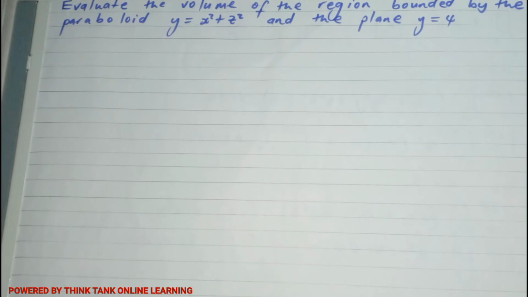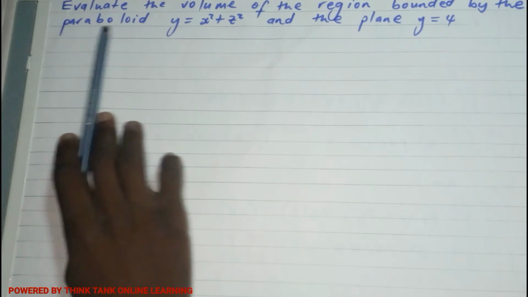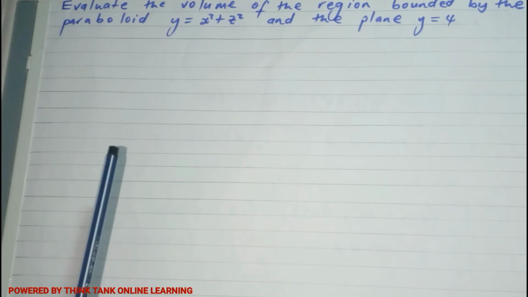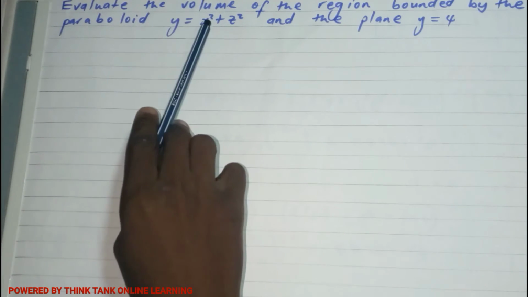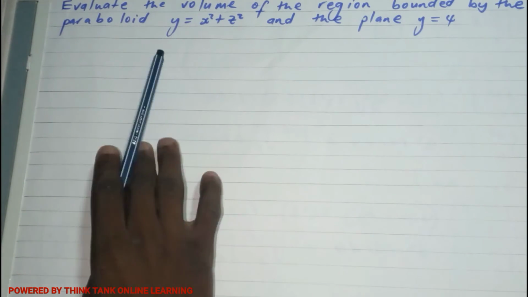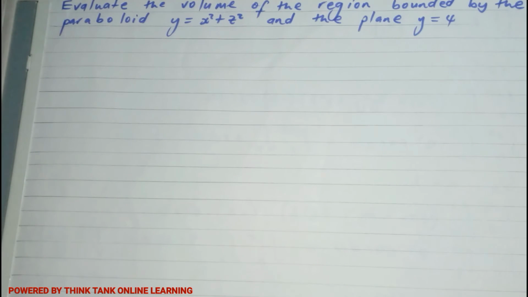So we have our first problem. We're going to use cylindrical coordinates. The reason I chose this problem is that you want to find the volume of a paraboloid, but instead of being given the equation z equals x squared plus y squared, in this case we're given y equals x squared plus z squared. I want to show you how you can use cylindrical coordinates.